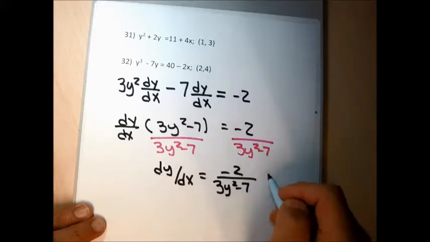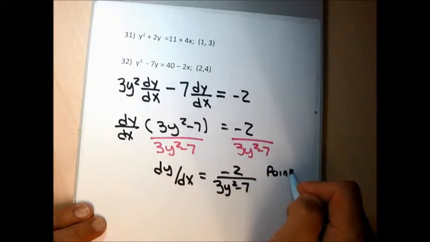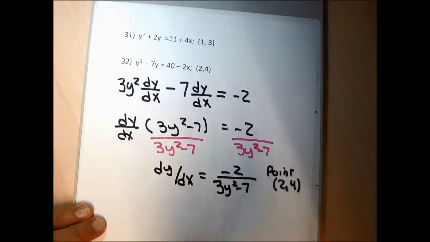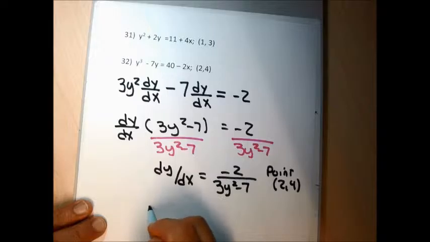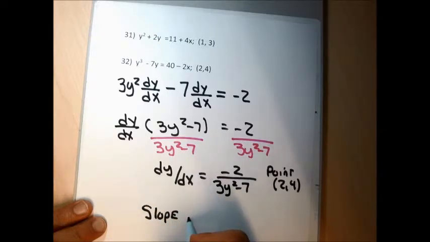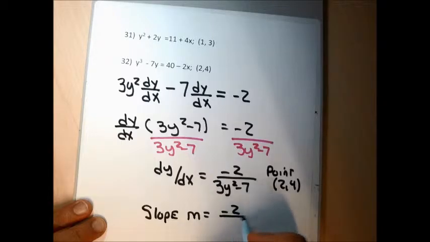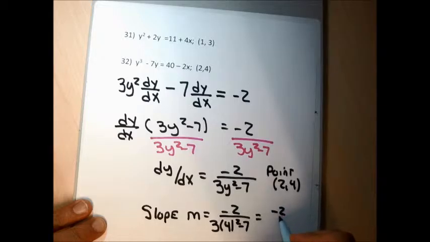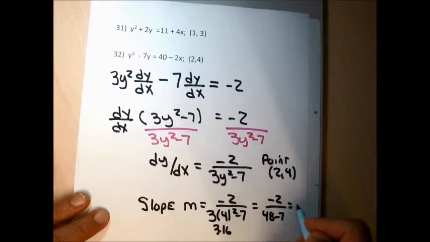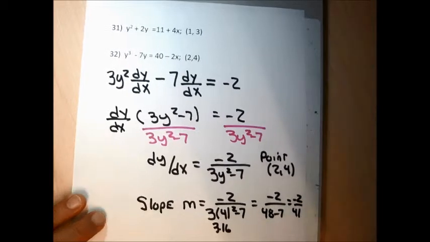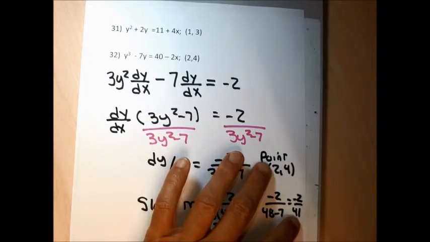And I will need to find the slope. Well, the point that I'm given here is the point (2, 4). And I want to plug 2 in for x and 4 in for y. There's no x to plug the 2 in, but I do need to plug 4 in for y. So my slope of the tangent line, m, is going to equal negative 2 over 3 times 4 squared minus 7. That's negative 2 over 3 times 16, which is 48, minus 7, which is negative 2 over 41. I was afraid to use my calculator. So now I have a point and a slope.